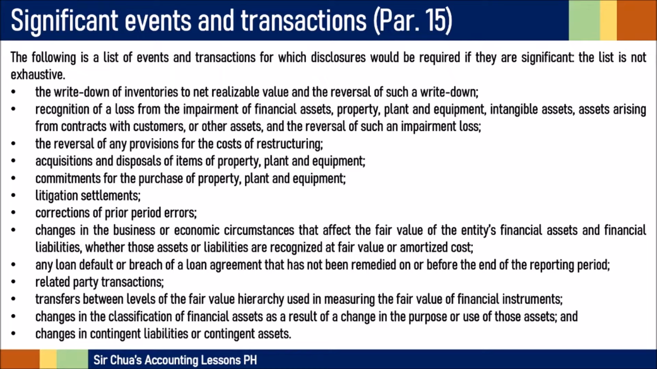Changes in the classification of financial assets as a result of a change in the purpose or use of those assets, and changes in contingent liabilities or contingent assets. Those are the disclosures that are required if they are significant, but other disclosures are acceptable because the list is not exhaustive, and that's acceptable if it would add understandability in your interim financial reports.